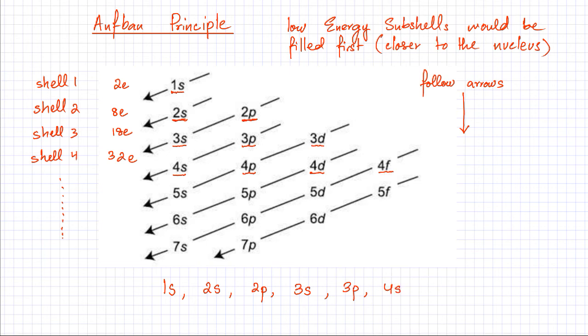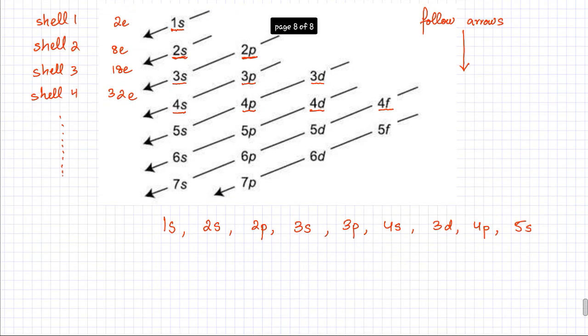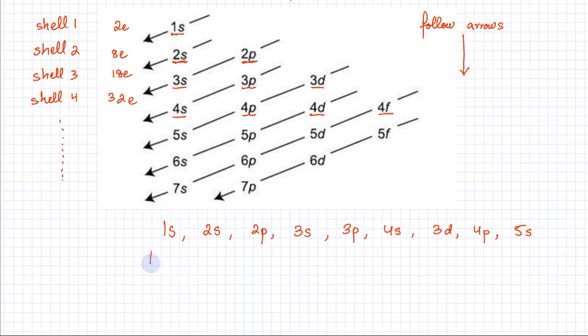And if you keep following the arrows, following the fifth arrow downwards, it's going to be 3d followed by 4p, then 5s. As you keep following these arrows downwards, that would give you the order in which the subshells are going to be filled. You're going to start off with the lowest energy subshell in the first shell, and you're going to start filling orbitals and subshells in this particular order.